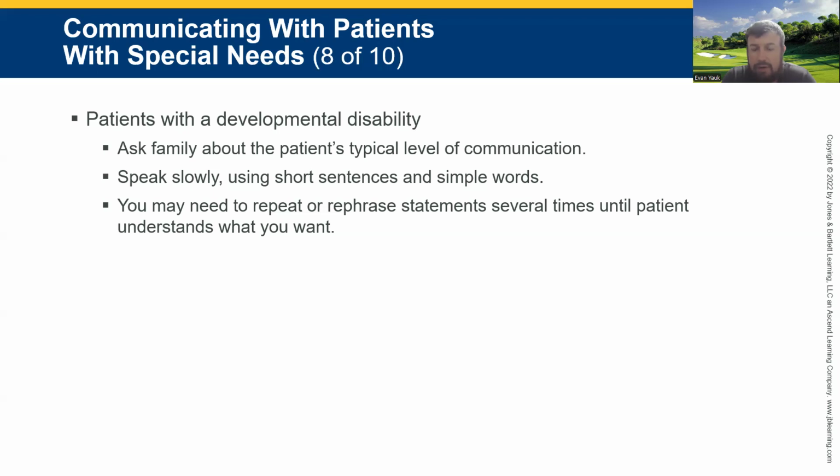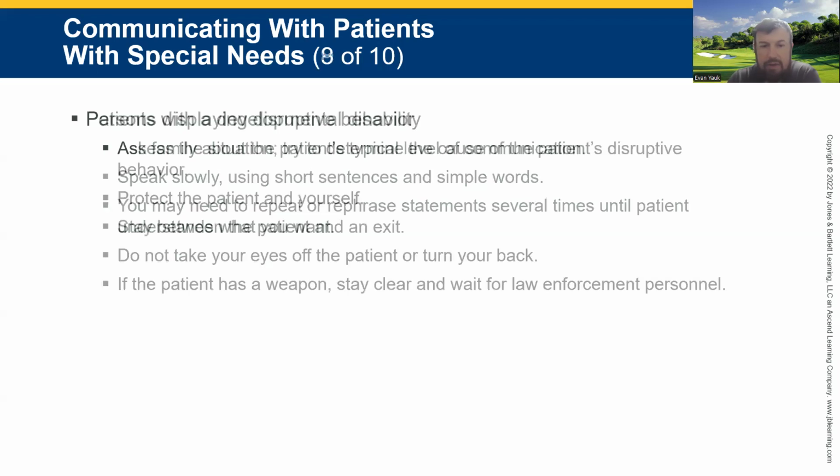And a lot of them, we can use the same approach that we do for the children. It can be a child with a disability or an adult with a disability. We get up on their level, we talk calmly, quietly, and slowly, and we communicate with them and that caregiver.